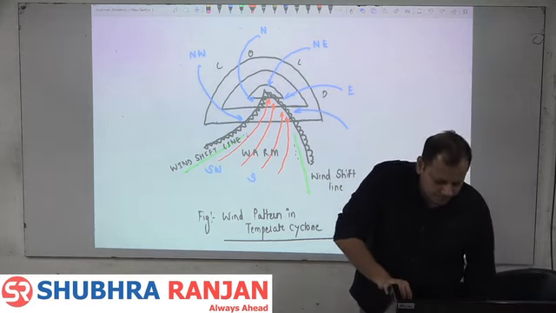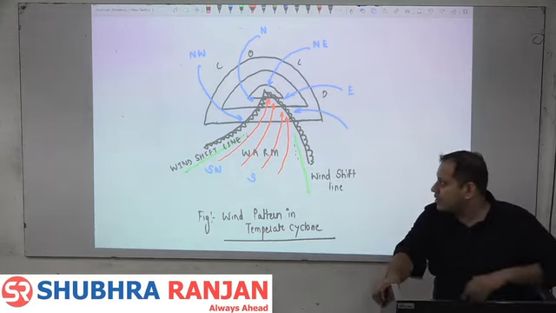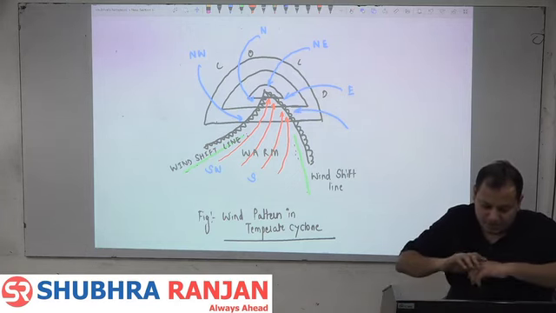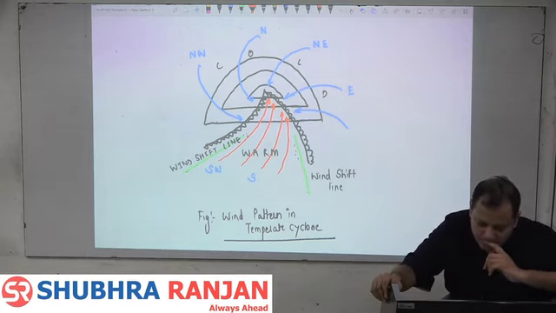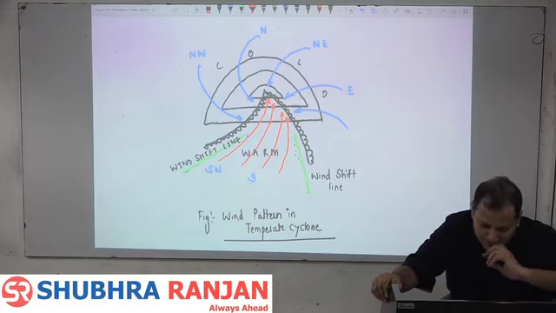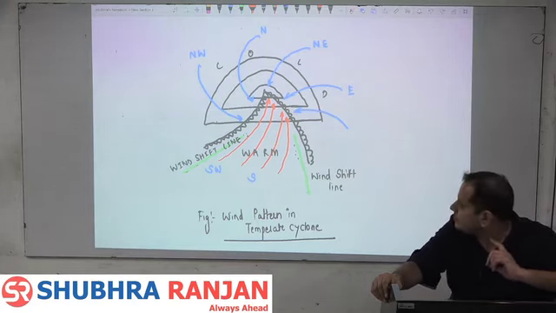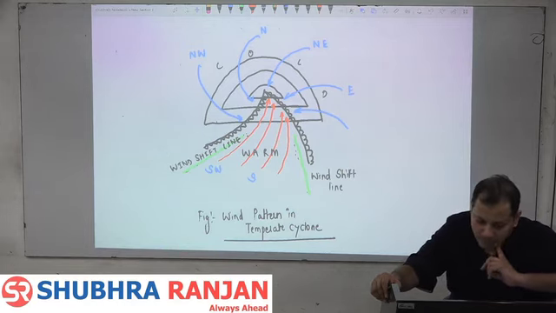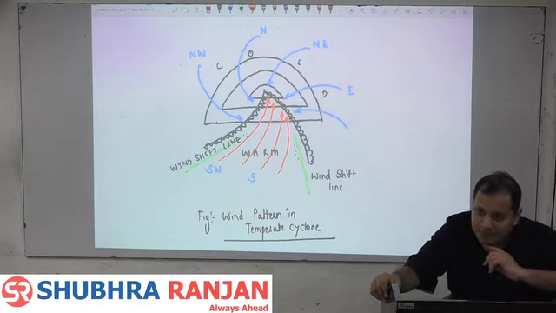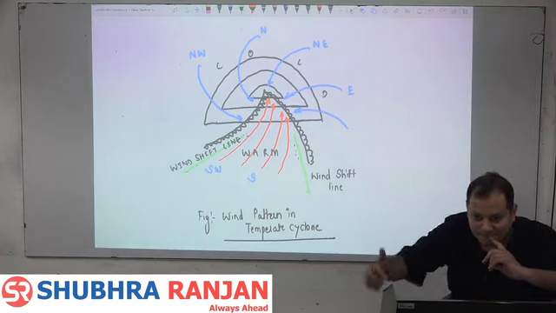Next line. Different temperatures are noted in the different parts of the temperate cyclone. Which part will be having the lowest temperature? Tell me. Which part will be having the lowest temperature in a temperate cyclone?